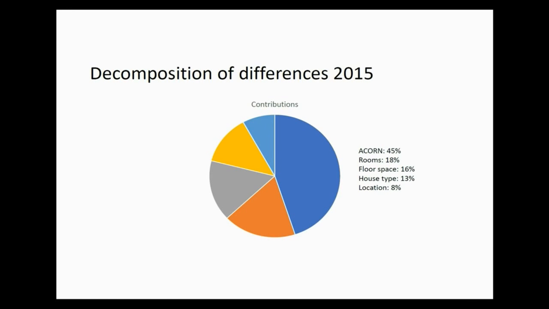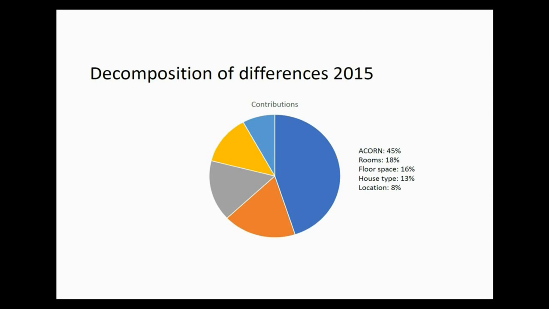And there's a more detailed table available. But essentially, the main thing is the Acorn. It's the Acorn groupings which cause the main differences. It's the socio-economic variables, which are sort of capturing, if you like, the nature of social housing tending to be in poorer areas and so on and so forth. So the Acorn grouping is the big one. The number of rooms is the second. Floor space, house type, and location. So that's a sort of ranking you get there if you decompose this difference.